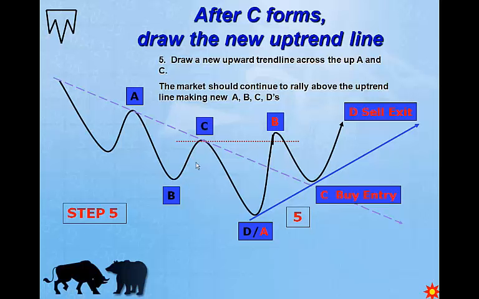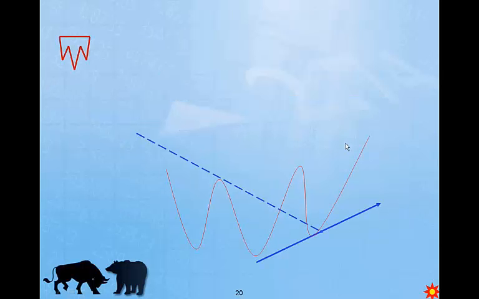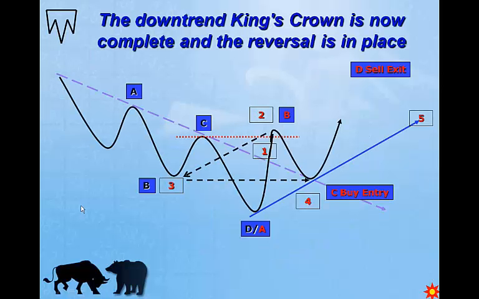Now, step number 5 is once it does its new A, B, C, D, and we exit for profit, we draw our new upward trend line because the trend has changed from a downtrend now to an uptrend. And you can see this is the way the bearish crown is going to look. This is a reversal of a crown, that reversal going up. And you can see left tip, center tip, right tip is just a crown upside down. And this is the complete King's crown, and the reversal is in place.